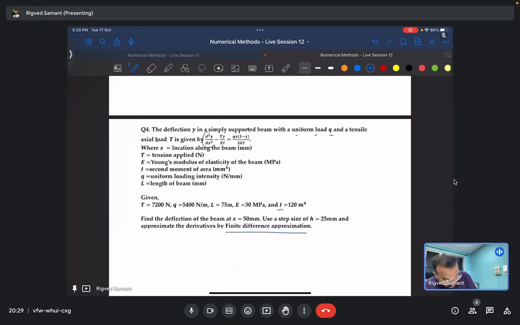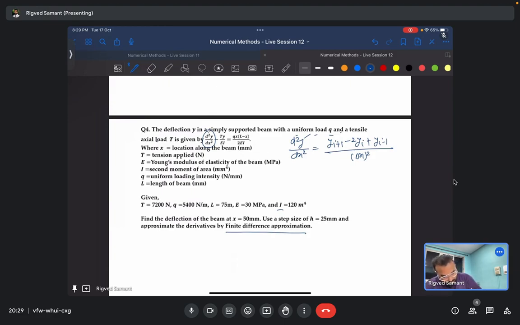We simplified this d square y dx square as y i plus 1 minus 2 y i plus y i minus 1 divided by delta x square. So the same thing you will do here. There it was x divided by t, now it is y divided by x. So for y we are finding out, this is y i plus 1.